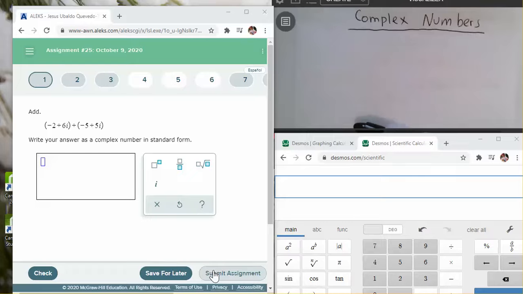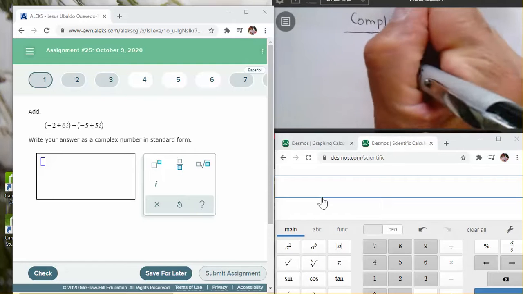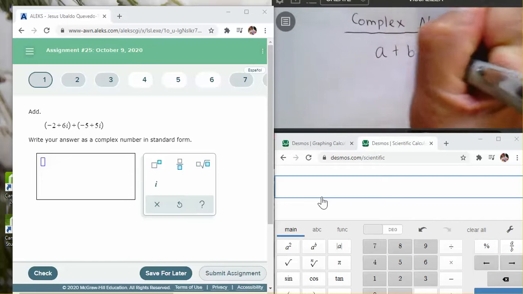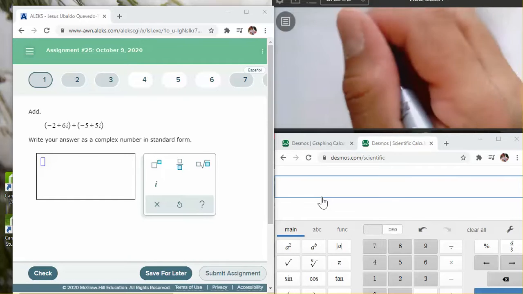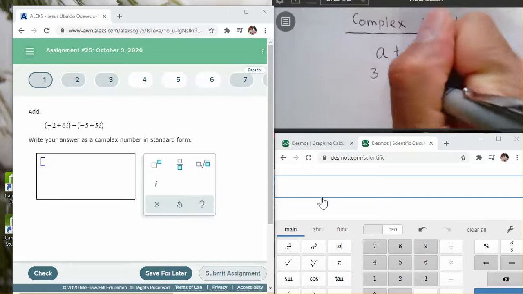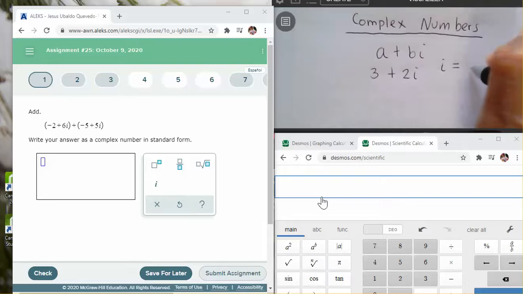Hi, in this video we will simplify expressions involving complex numbers. Complex numbers have two main components. One is what we call the real part, and the other is the imaginary part. An example of a complex number will be 3, which is a real number, plus 2i, where i is the square root of -1.